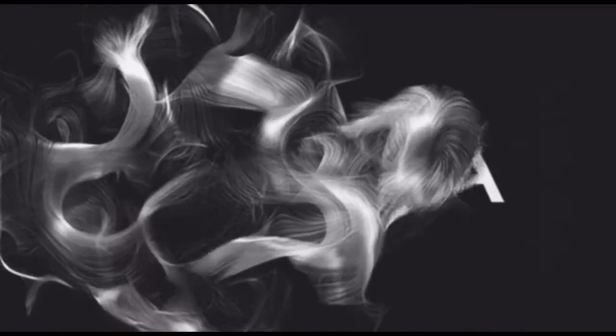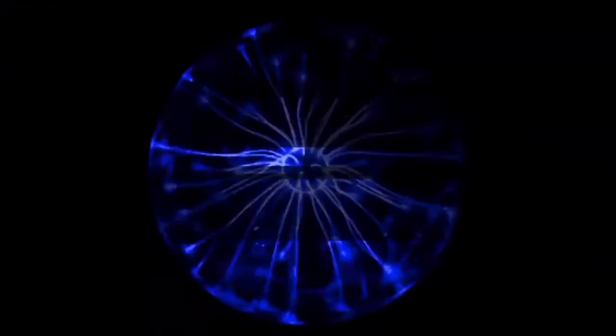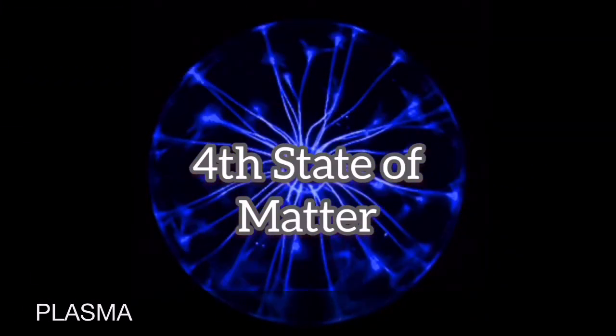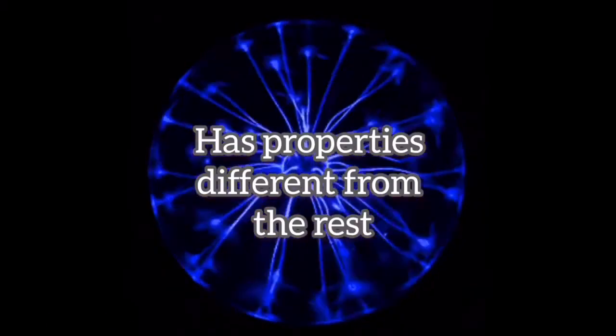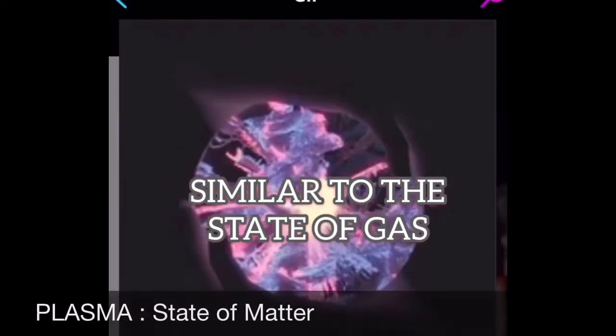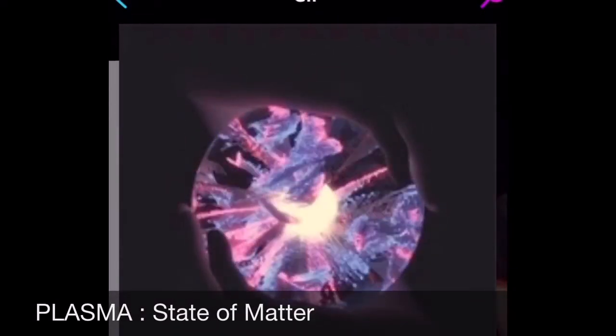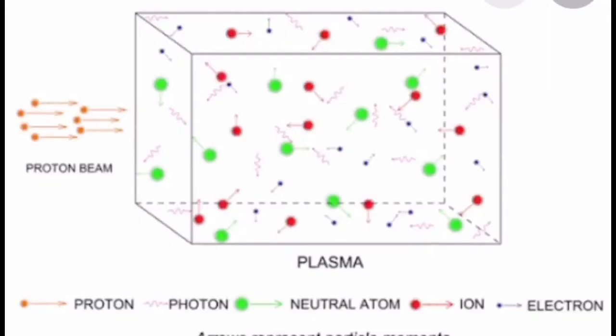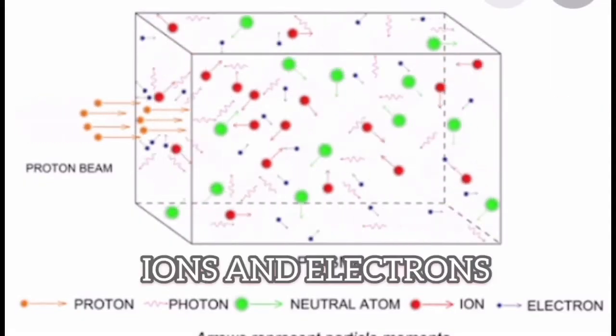Plasma. It is the fourth state of matter, which has properties different from all the other states. It's very similar to the gas state, except that substances in plasma form can conduct electricity because it contains ions and electrons.